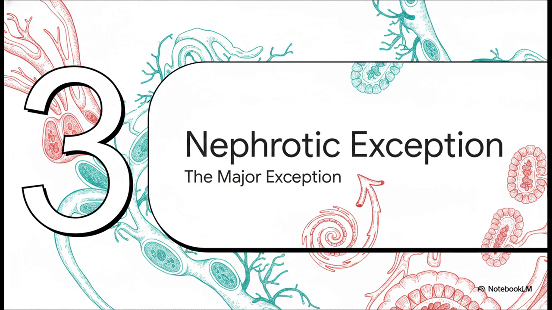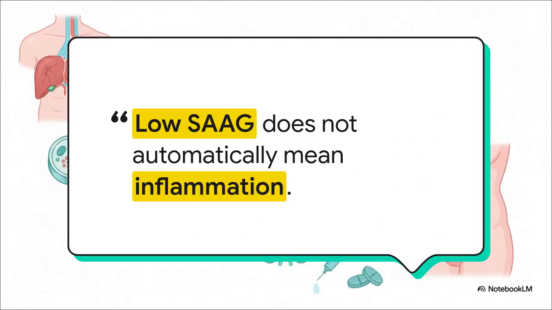Let's look at part three, the nephrotic syndrome exception. Now, as with all great medical rules, there is a major plot twist. We have to talk about the one massive exception to the low SAAG rule, and that's nephrotic syndrome. In nephrotic syndrome, patients are dealing with massive urinary protein loss. I mean, they are literally peeing out their albumin. Because of that, their baseline serum albumin drops dangerously low. So, when you go to do your SAAG calculation, the mathematical difference between the serum and the ascites is incredibly small, well under 11. That gives you a low SAAG.